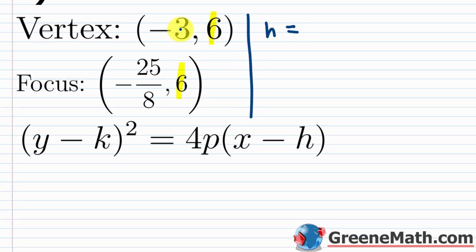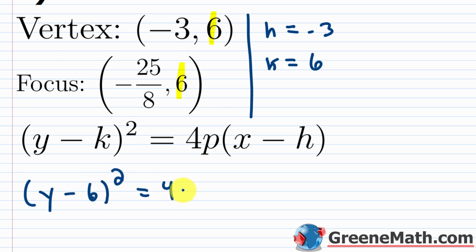H is equal to what? It's the x-coordinate from the vertex, so -3. K is equal to the y-coordinate from the vertex, so that's 6. And we'll just plug in, so y minus k. K is 6, so minus 6, quantity squared, equals 4p times the quantity x minus h. H is -3, so minus the -3 is plus 3. We need to get p. So again, that's where I would plot this one and this one.